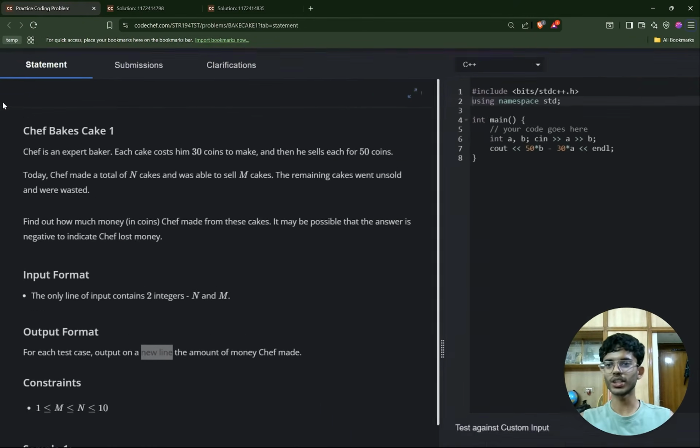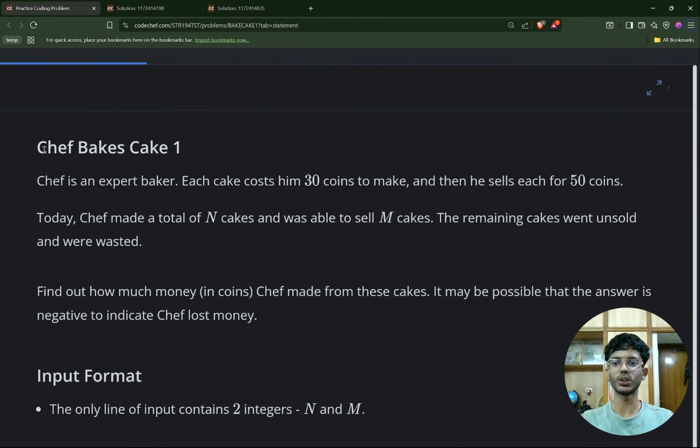So yeah, today's question is Chef Bakes Cake 1. In this question, Chef is an expert baker. Each cake costs him 30 coins to make and then he can sell each cake for 50 coins. Today, Chef has made a total of N cakes and was able to sell M cakes out of them. The remaining cakes went unsold and were wasted.